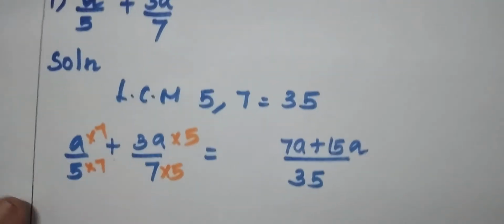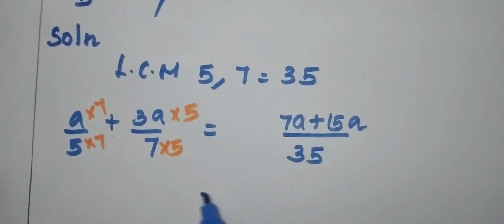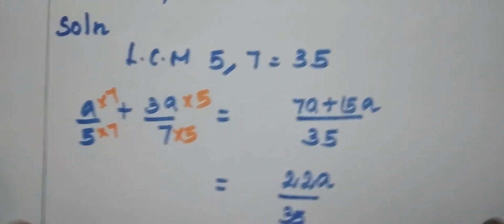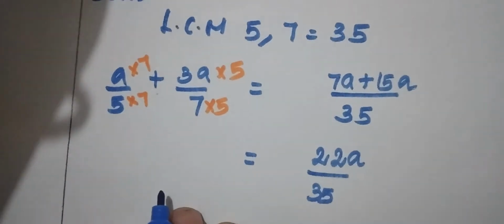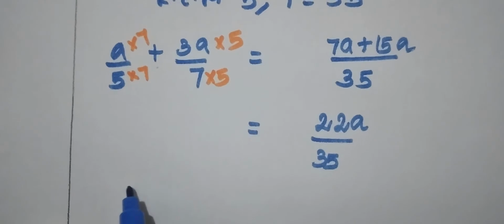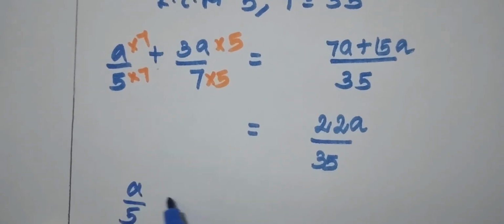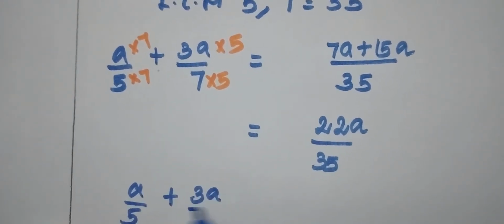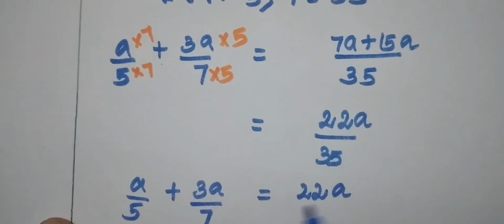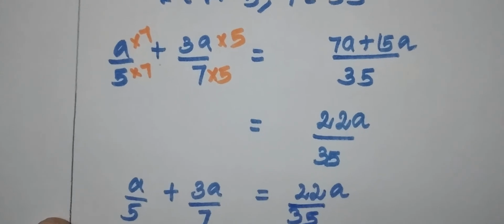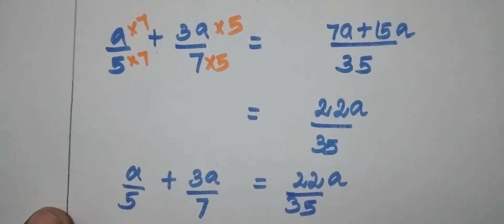So what's the value of 7a plus 15a? Yes, 22a by 35. So the answer is a by 5 plus 3a by 7 is equal to 22a by 35. Can you understand, children? Yes.